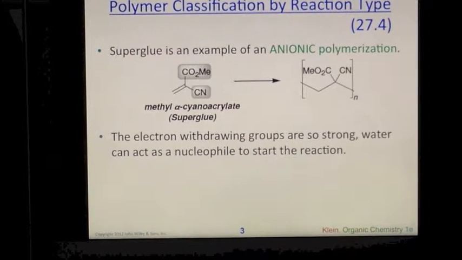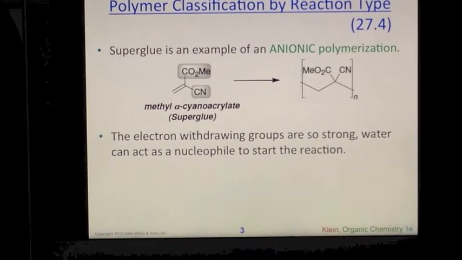Superglue is an example of an anionic polymerization. The electron withdrawing groups are so strong that water can act as a nucleophile to start the reaction.